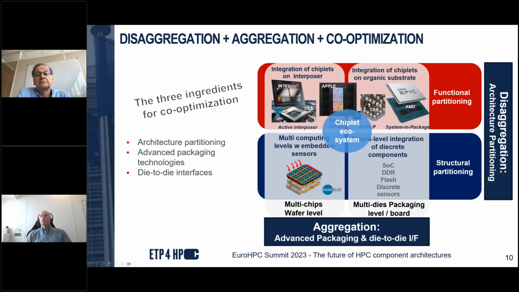So taking these concepts we've had in these slides about functional versus structural partitioning and aggregation in the package, there's really three ingredients we see for the co-optimization. So we talked about the architectural partitioning. With advanced packaging, now we can have the structural disaggregation, but still aggregation in package. And to do that, we need these die-to-die interfaces. And with the die-to-die interfaces, if we can standardize those along with the different packaging technologies, test technologies, etc., then we can come to a full chiplet marketplace. And with these different kinds of solutions that Marc will talk a little bit about.